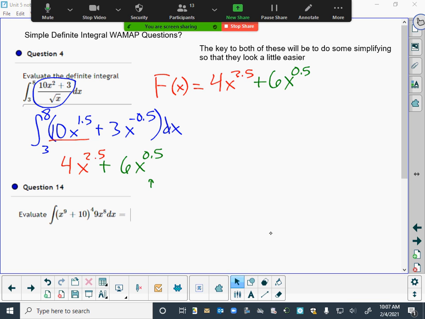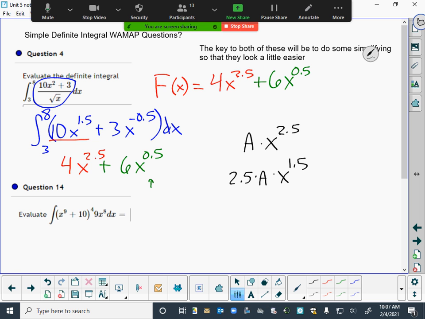Okay, now in a little bit more detail, looking at the 10x to the 1.5, figuring out that it must have been a 2.5 before, so that when I subtracted 1 from that, I got a 1.5. And so I could say the only way that I'm going to get this 10x to the 1.5 is if I had some number times x to the 2.5. If I take the derivative of this, I'm going to get 2.5 times a times x to the 1.5.